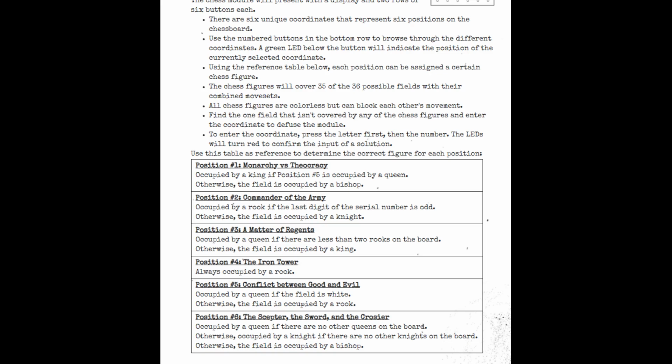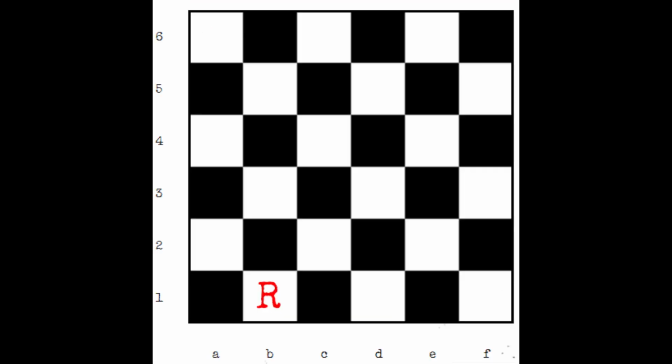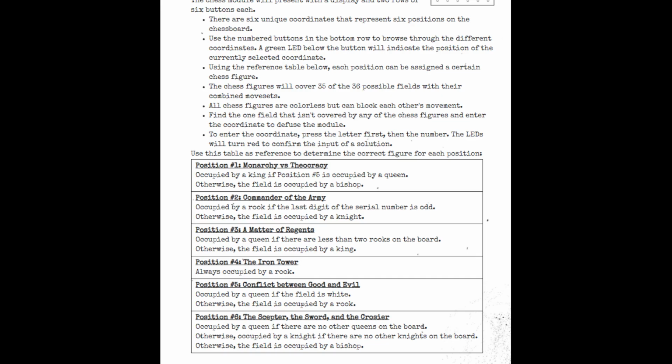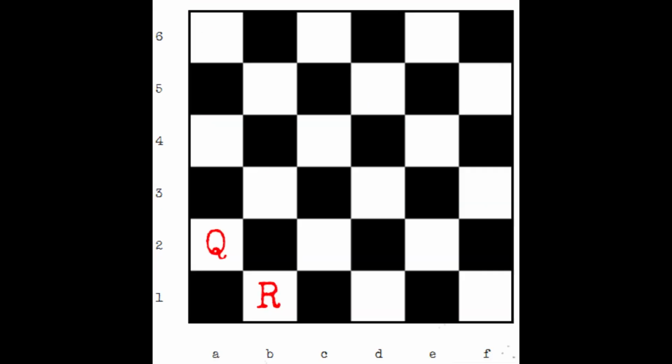The manual gives us a list of conditions that tell us what the pieces are. However, we can't go straight down the list since we must know what other pieces are before we start with the first one. Luckily, there is an order we can always use. We start with position 4 since it is always a rook. I'll make a mock-up board so we can visualize it better. Position 5 says the piece is a queen if it is white or a rook if it's black. Since position 5 is A2, it will be a queen.